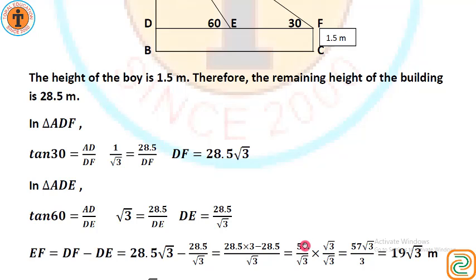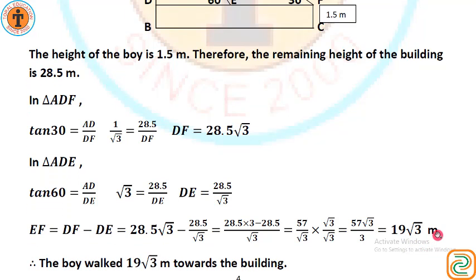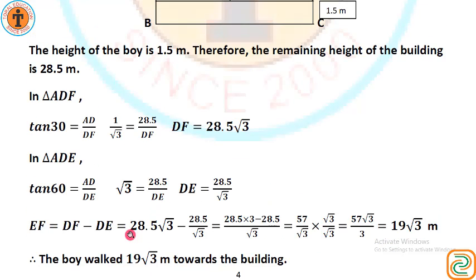Therefore 57 upon root 3. Again I have rationalized: root 3 upon root 3, and root 3 into root 3 is 3. So 57 root 3 upon 3. 3 19s are 57, so 19 root 3 meter is the answer. So the boy walked 19 root 3 meter towards the building.